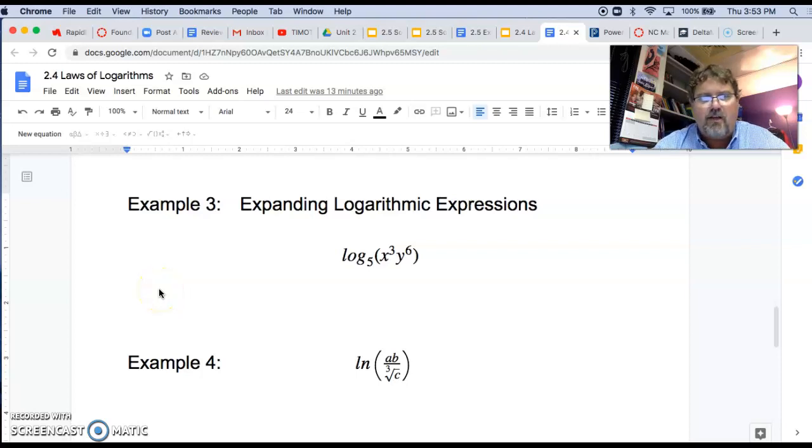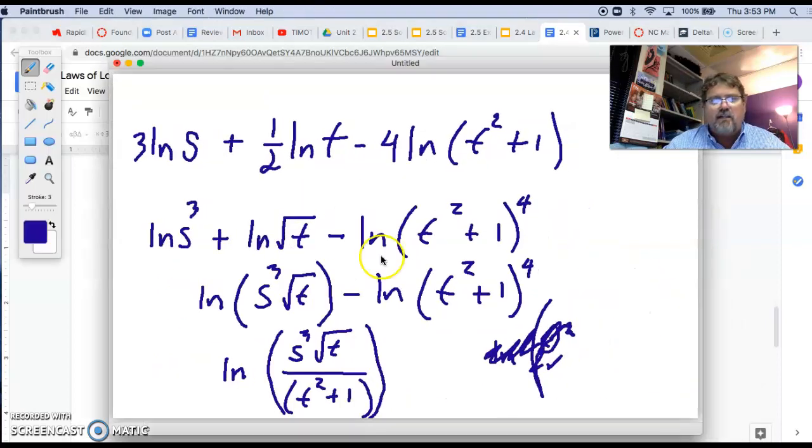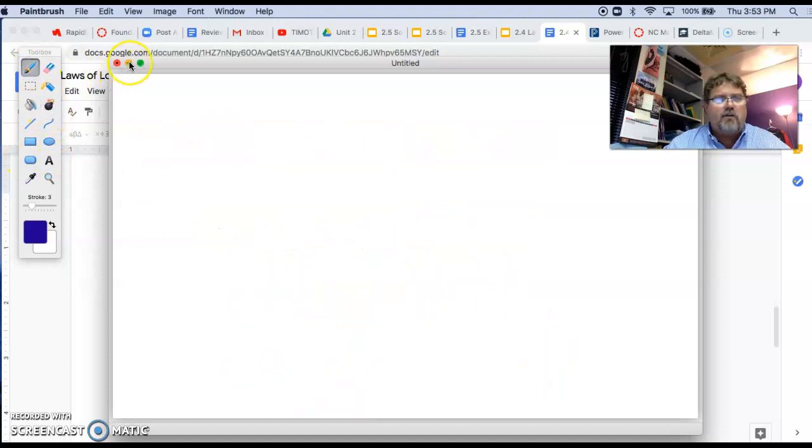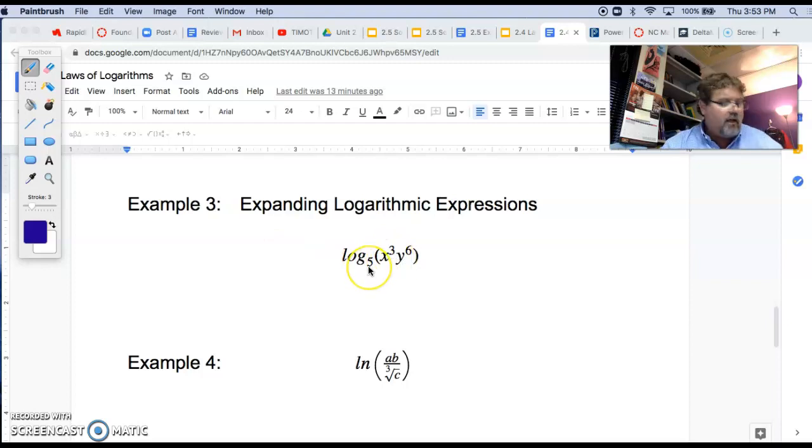Alright guys, so in this video we're going to expand some logarithmic expressions, and I think you'll find this is very similar to what we just did, so it shouldn't be too much of a shock. Let me clear this stuff out and we will go to work. So we're going to expand log base 5 of x cubed y to the 6th.